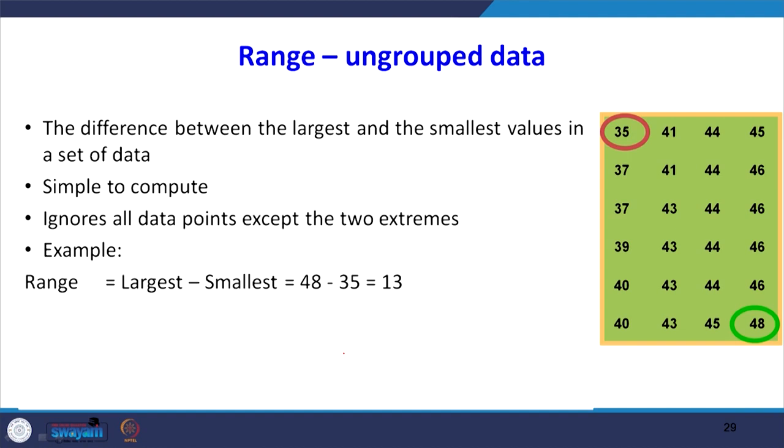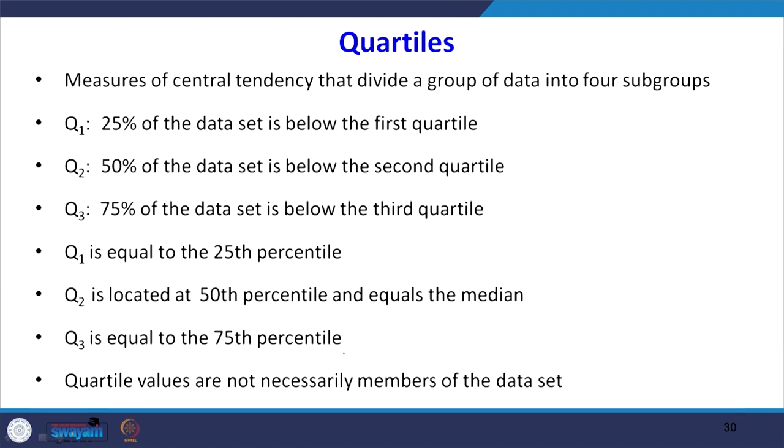The problem here is that the range ignores all data points except the two extremes. The largest value is 48 in this data set and the smallest value is 35, so the range is only 13. You see that only the two values are taken care of; the values in between are not taken into consideration for finding the range. It is a quick estimate to measure the dispersion of a set of data.